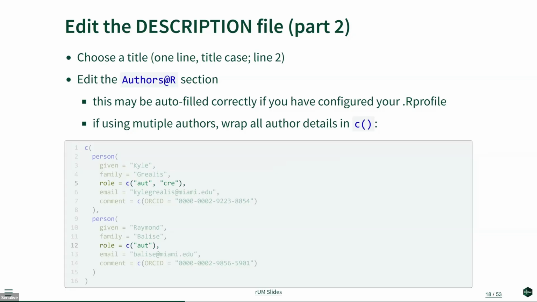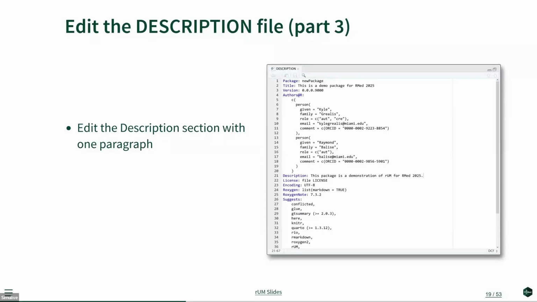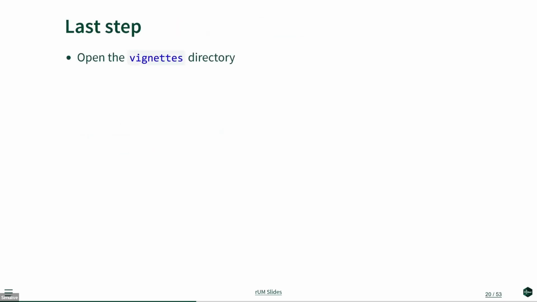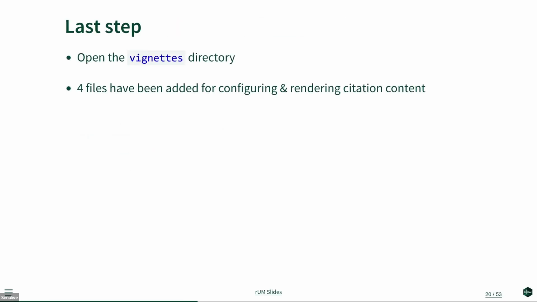And we've wrapped both of them in the c function. Edit the description. Here you can see that on line 21, just add a quick description for what your package is. Save and recheck. Let's then open the vignettes directory, and we can see that there have been files for citation content. And this is for your bibliography and your references section.